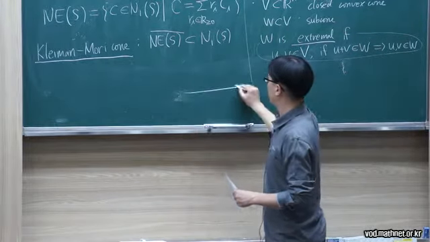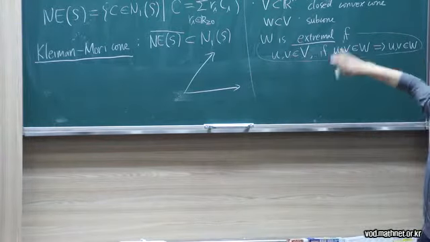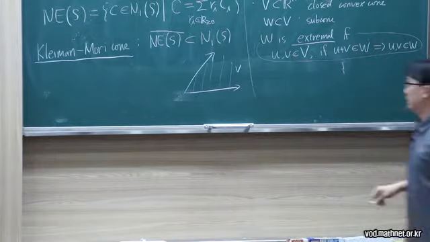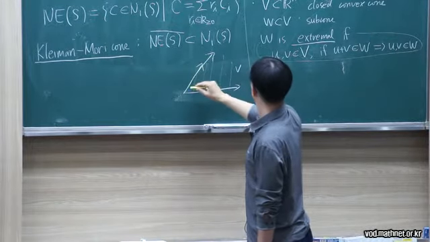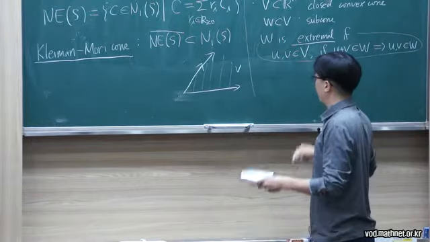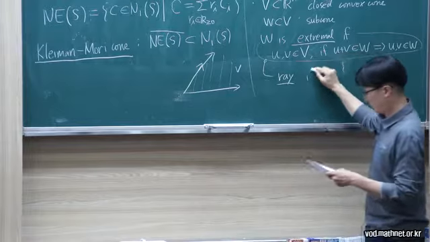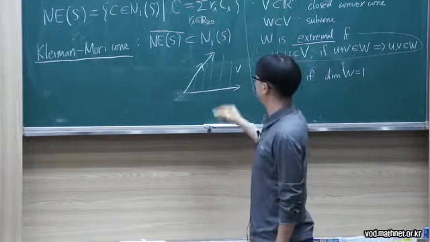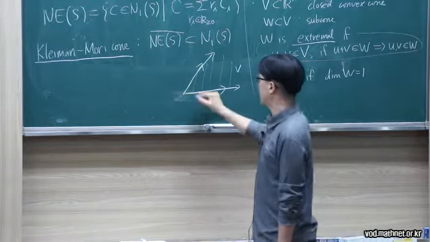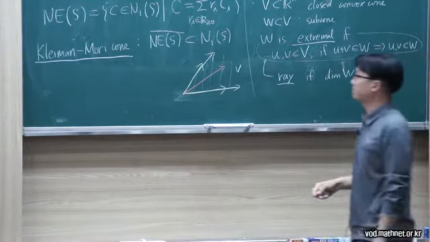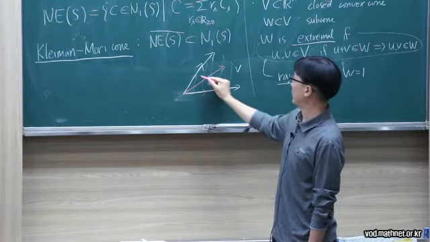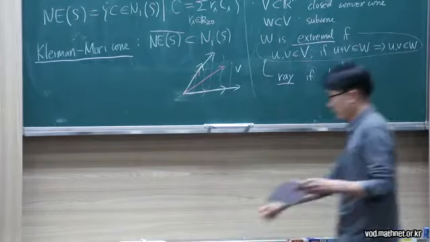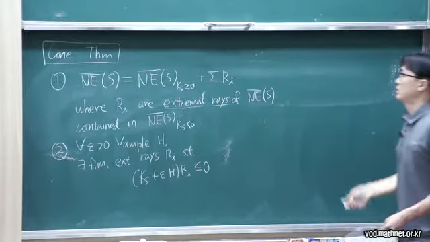So one example is like this. Consider the two-dimensional real vector space, and let's say this is a closed convex cone in V. Then this is called a ray if the dimension is 1. So this is an extremal ray, and this is also an extremal ray, and this is not an extremal ray, okay? Because if we add this vector and this vector, then we have this vector. So this is not an extremal ray. Okay, so the Ri are extremal rays.